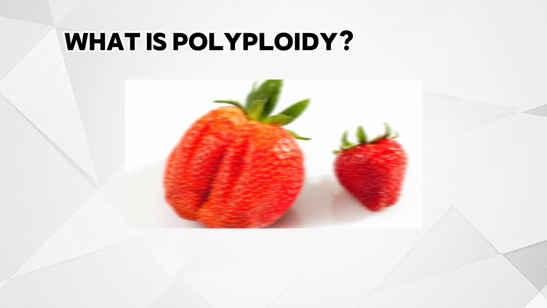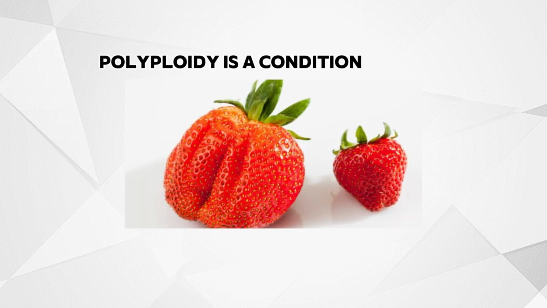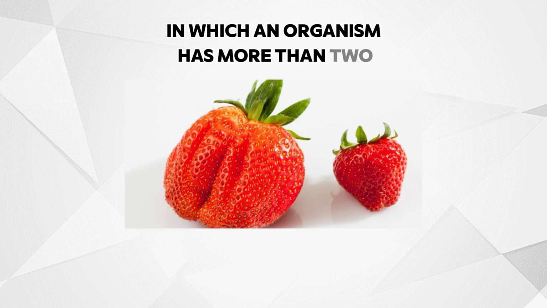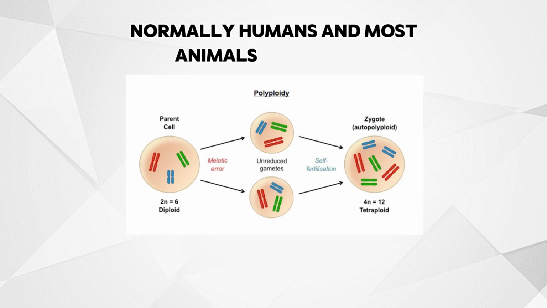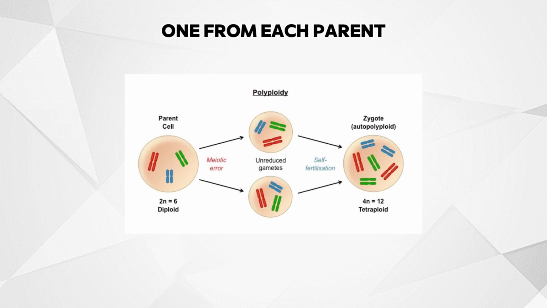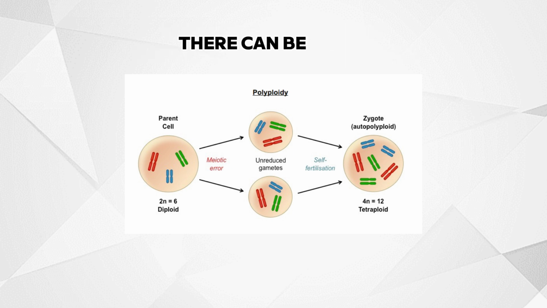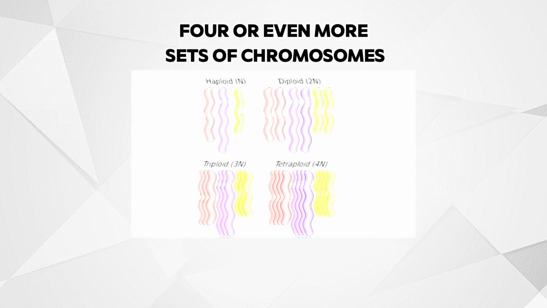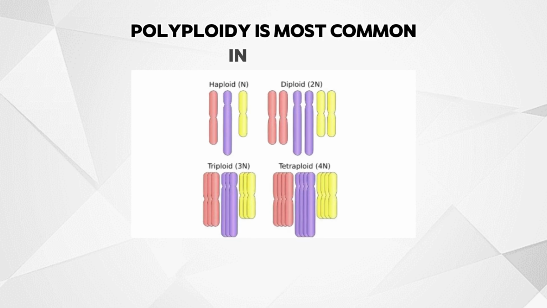What is polyploidy? Polyploidy is a condition in which an organism has more than two complete sets of chromosomes. Normally, humans and most animals are diploid, meaning they have two sets, one from each parent. But in polyploid organisms, there can be three, four, or even more sets of chromosomes. Polyploidy is most common in plants.